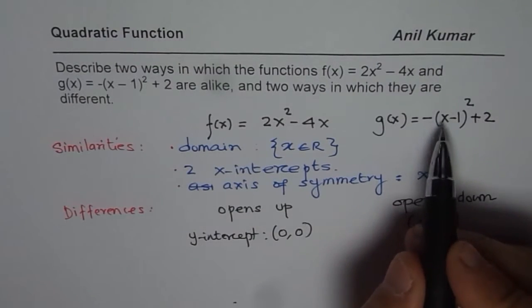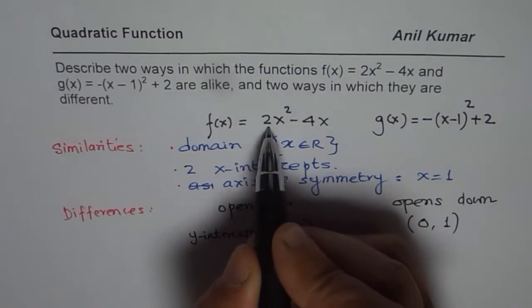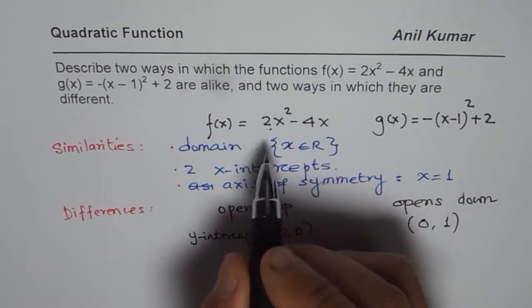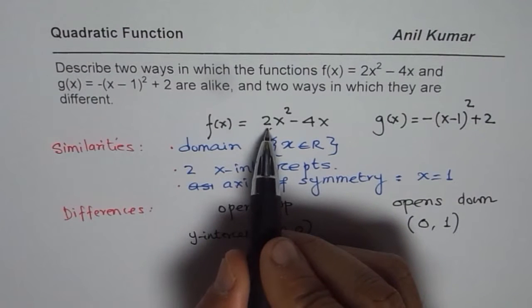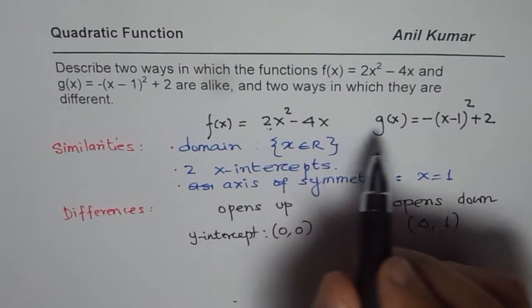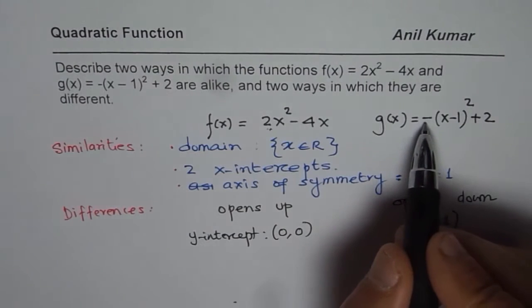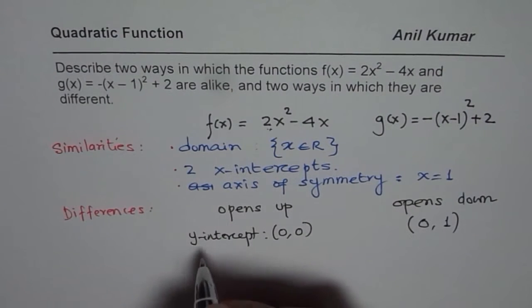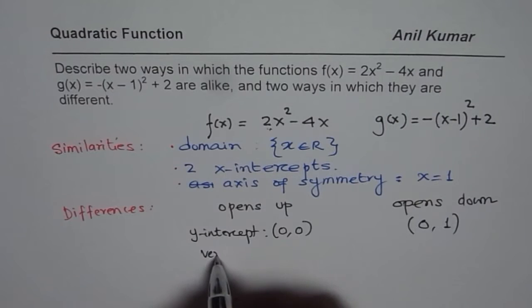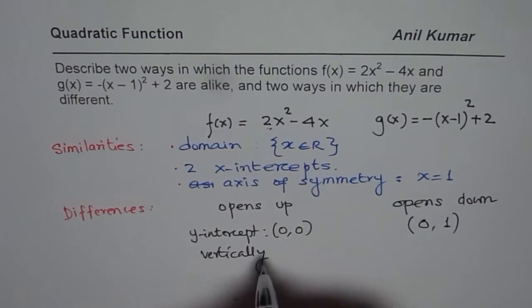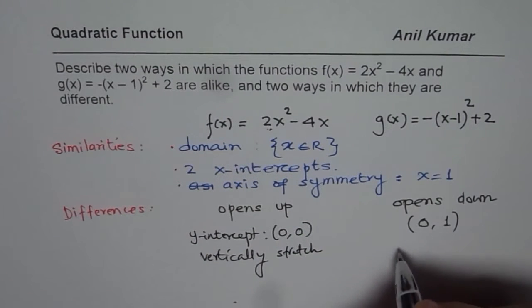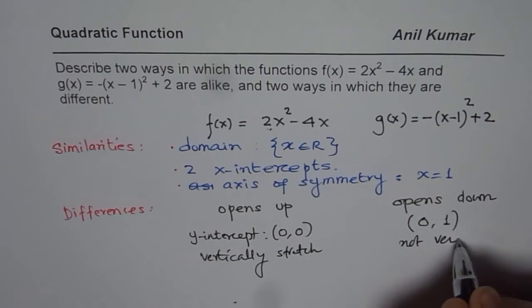The other thing which you see is the vertical stretch. Here, the function is stretched by a factor of 2 vertically, upwards. So that is the transformation: vertically stretched by a factor of 2. And here, it is not stretched at all. It is a reflection on the x-axis, which we said opens downwards. So you could say the function f of x is vertically stretched, and here it is not vertically stretched.